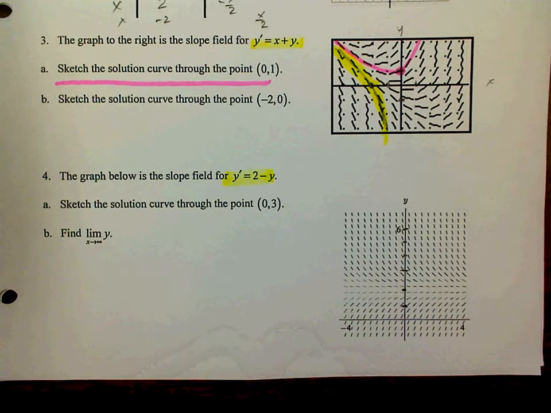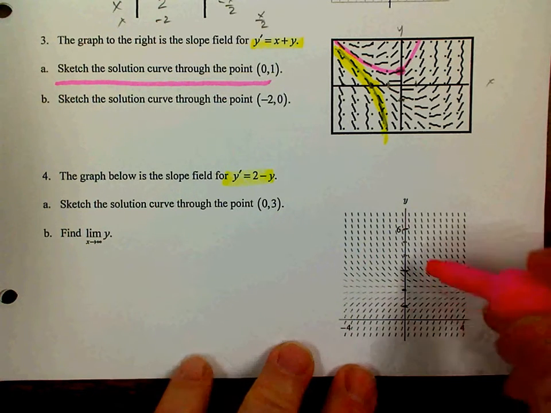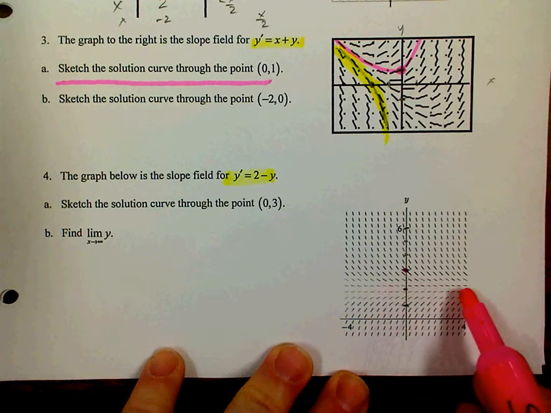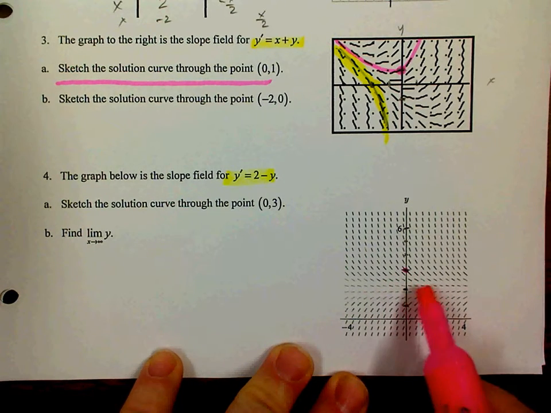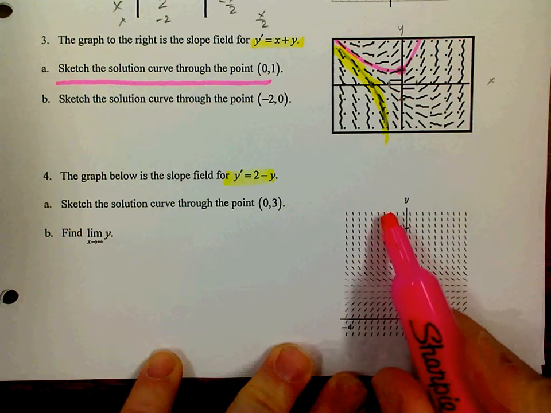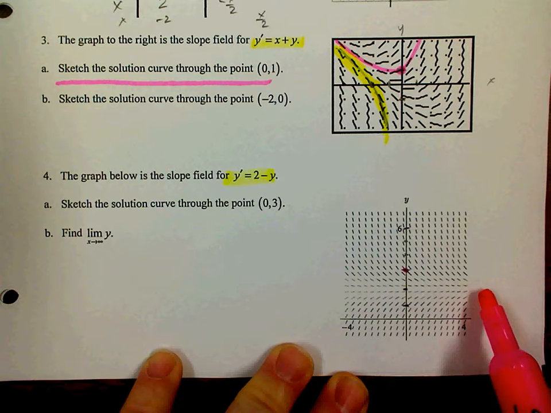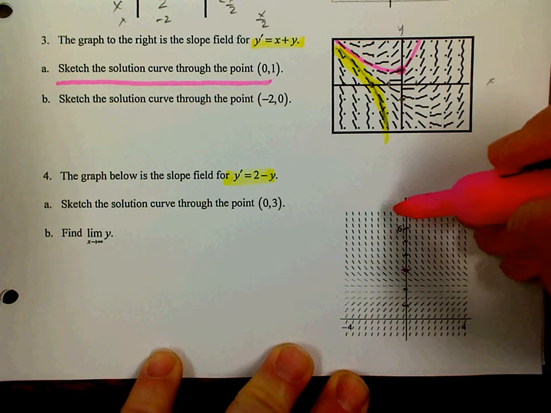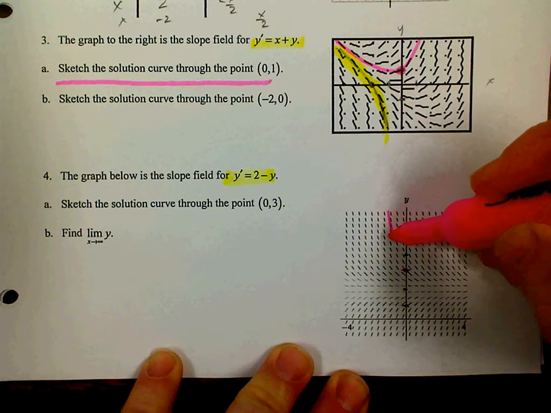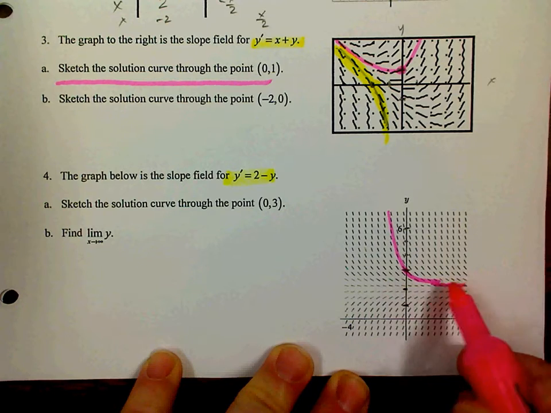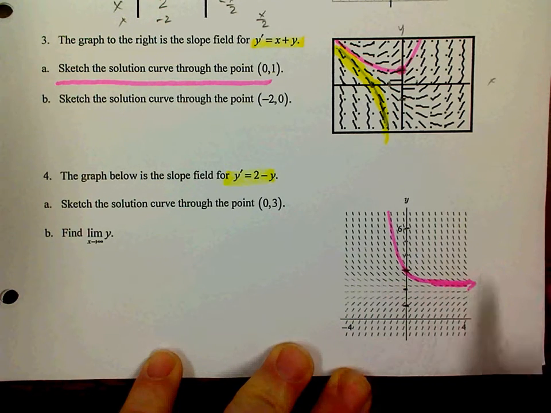So again, we're going to start here at 0, 1, 2, 3, and we're going to follow these little tick marks, which you can see start at a really steep slope here, and then level out, and go to a horizontal slope in that direction. So more than likely, this is going to come down in that direction and then just level out and go to here. That would be the one at 0, 3.